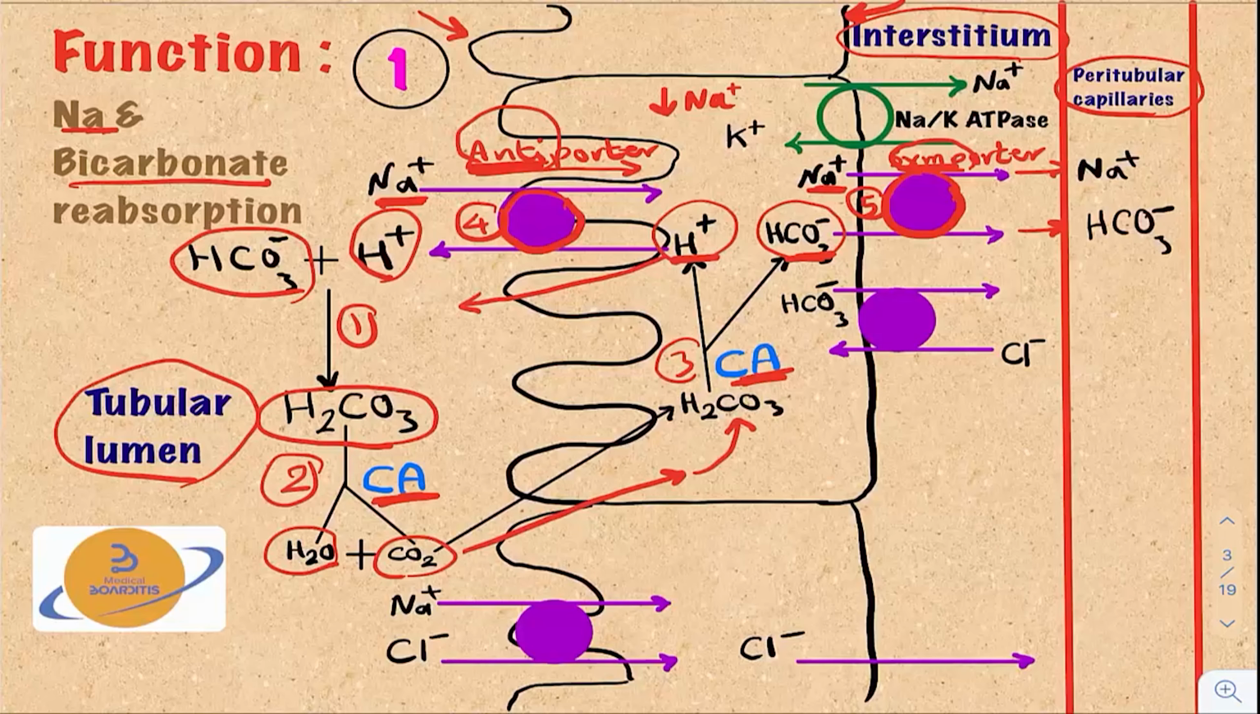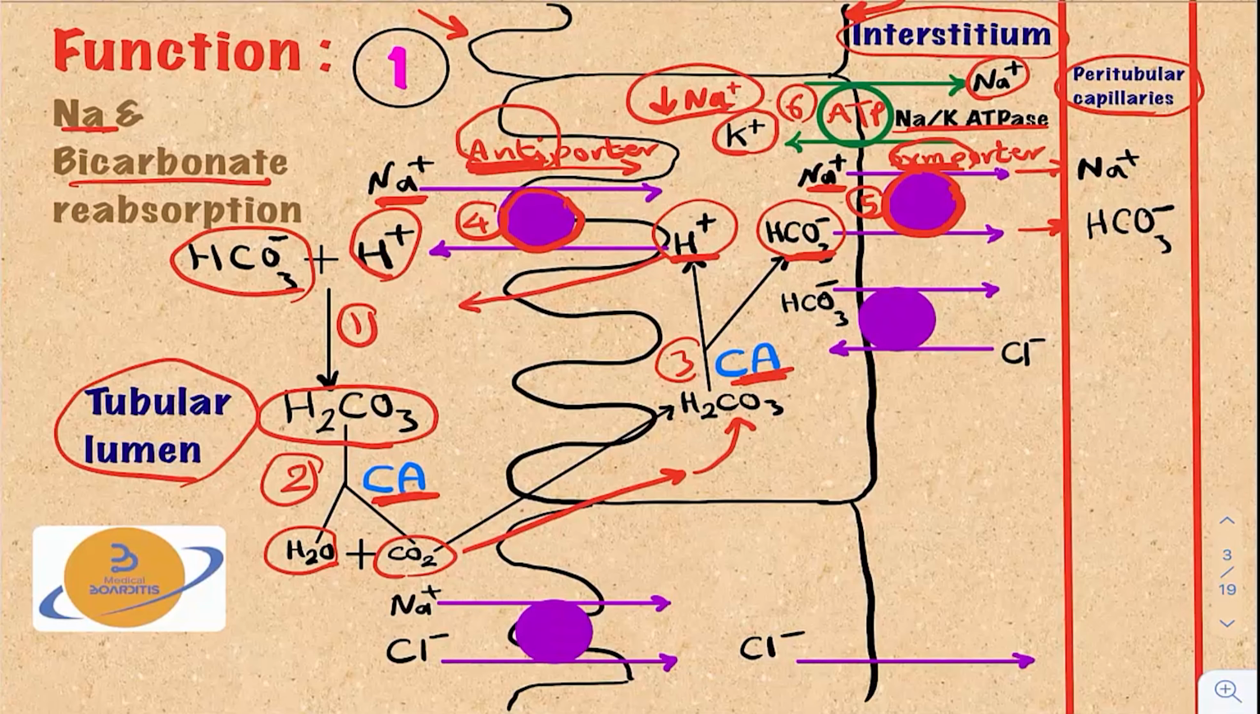In order for all these steps to keep happening, we need to maintain low intracellular sodium. So the sixth step lies here, through the sodium-potassium ATPase pump, which will pump sodium out of the cell in exchange for potassium that will move inside of the cell. These two ions are moving against their concentration gradients. So this step requires ATP.